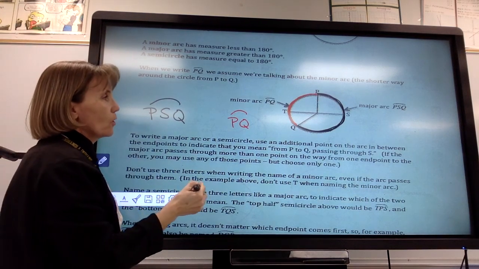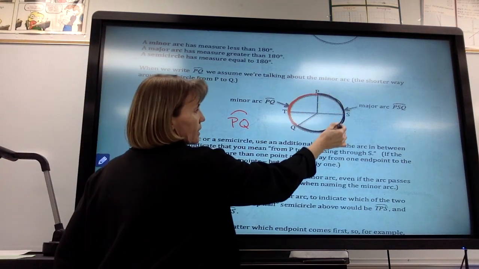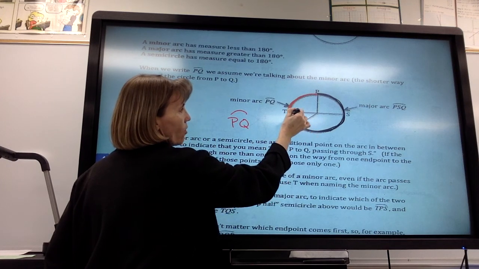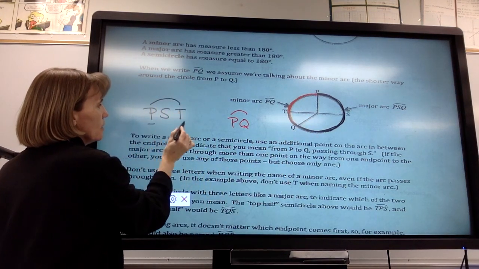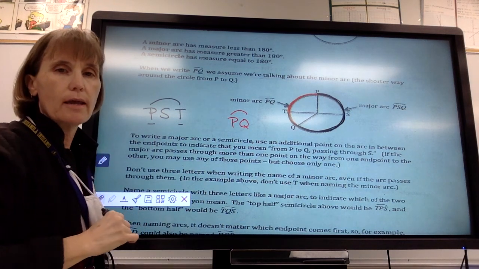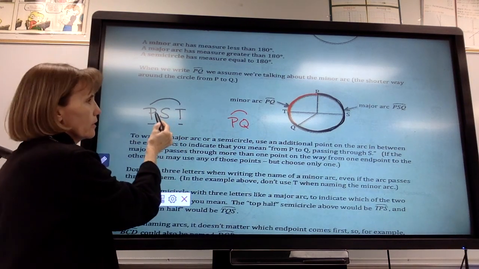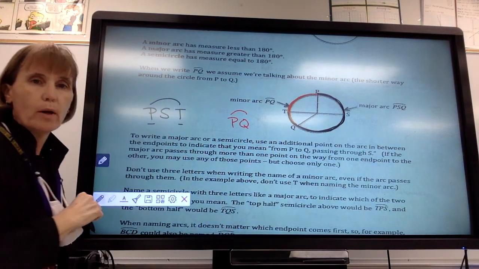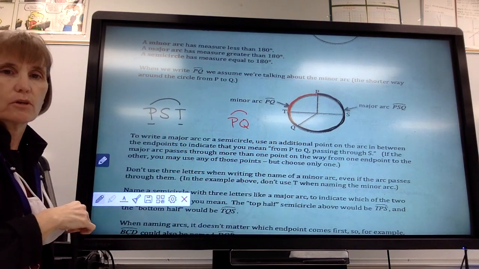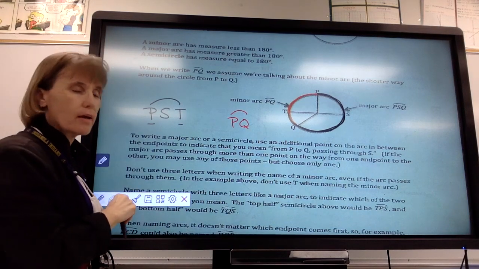Now, if you pass more letters, let's say I go from P to S all the way to T in that arc, okay, I'm going to end with the T. My two ending points are in the arc name, and I just need one letter in the middle. Even though I passed both S and Q, I just need to put one in there. It could be either the S or the Q. But if it's a major arc, you've got to have three letters.